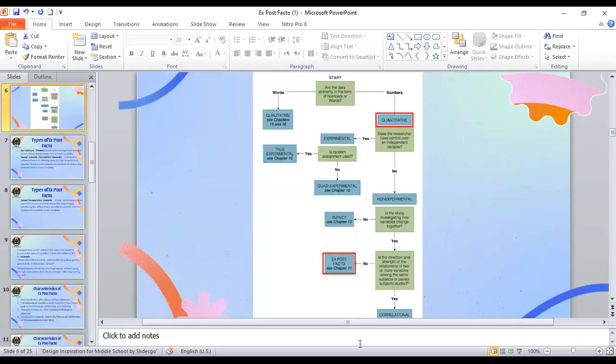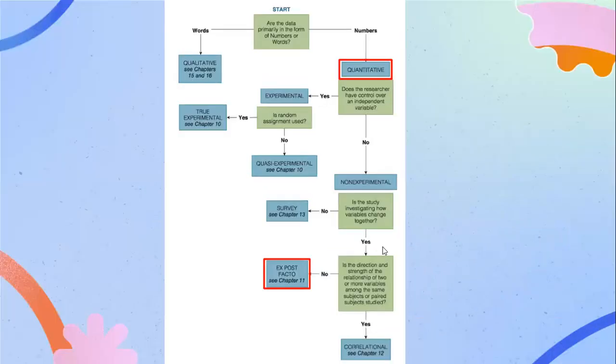Okay, next, let me start with the data, primarily in the form of numbers or words. When the answer is a number, it is correlated to quantitative. Then we raise the next question: does the researcher have control over an independent variable? When yes, it is included in experimental. But when the answer is no, it is included in non-experimental. Because we talk about ex post facto, the answer is no, so it is included in non-experimental.